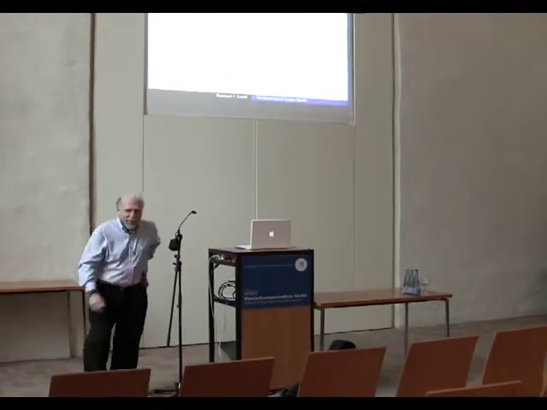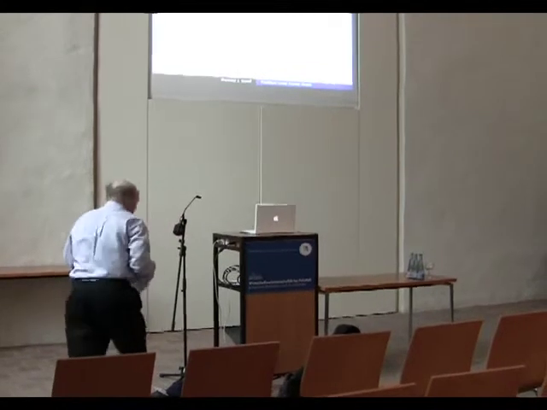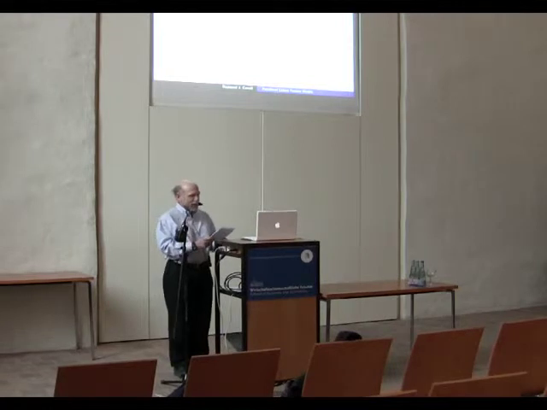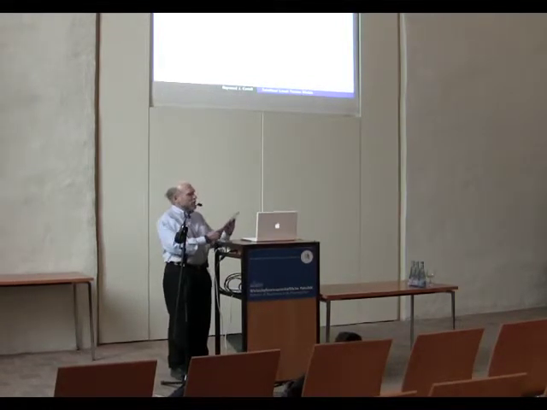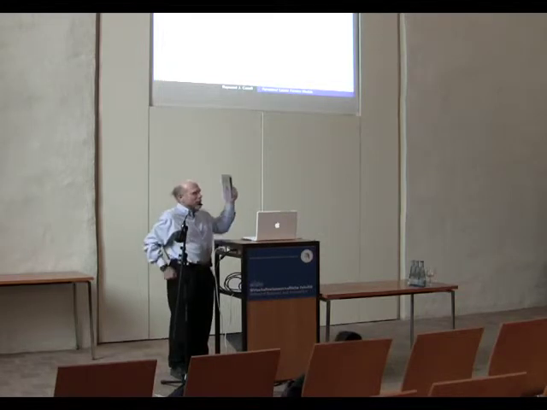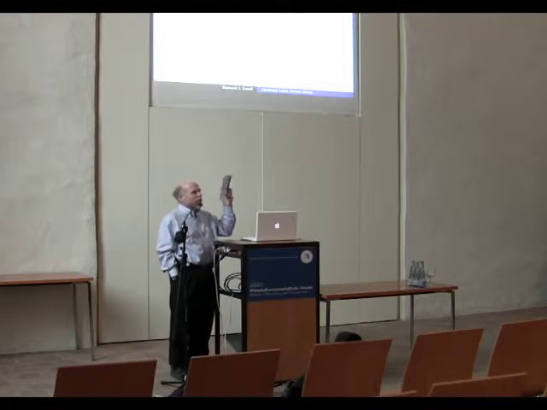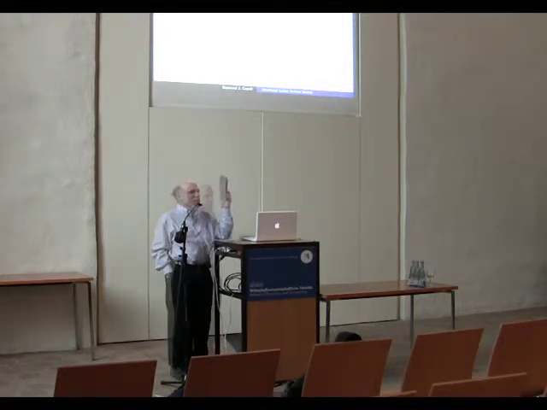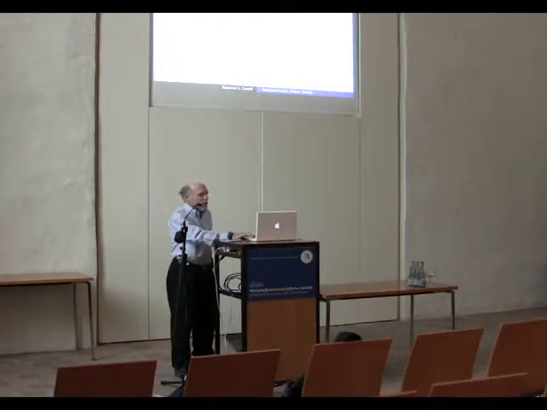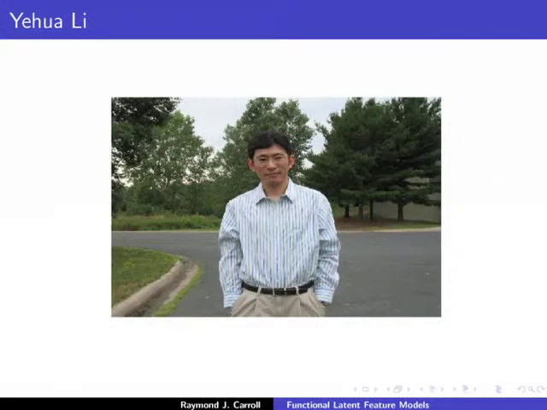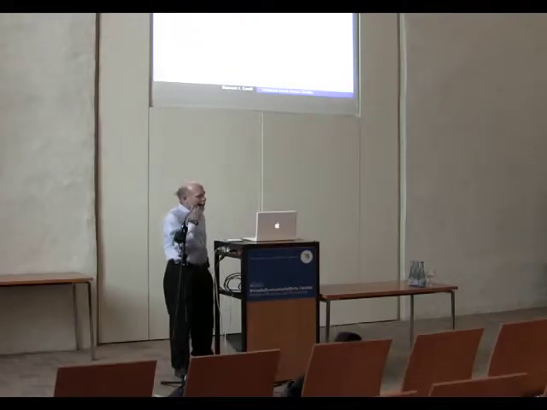And where did it go? Luckily, just the day before I left, Wolfgang was kind enough to send a new paper of his called Generalized Single Index Models, the Estimating Function Approach. So unfortunately, I only got this on Wednesday, so I wasn't able to write a paper about it, oh well. And this is joint with Naishin Wong, who used to be at Texas A&M and is now at Michigan, and my student Yehua Li, who's at Georgia. So there's Yehua, and there's Naishin. Naishin's visited here, I think, once, and a long time ago.